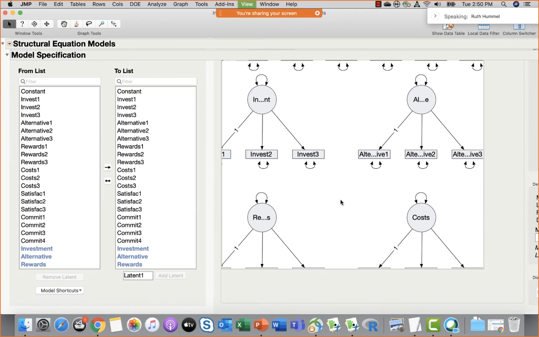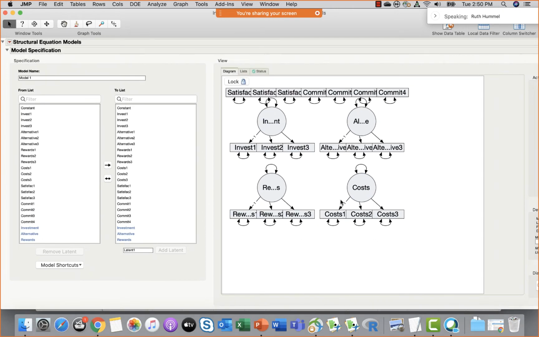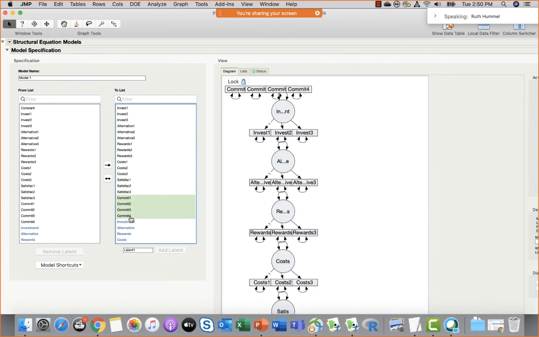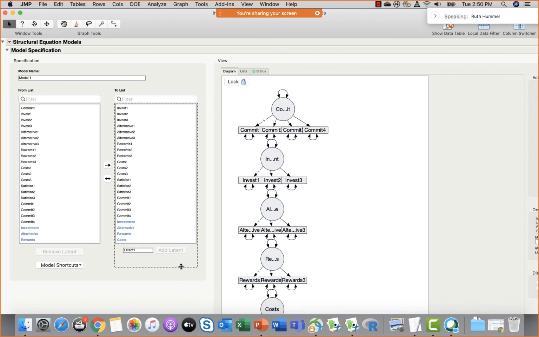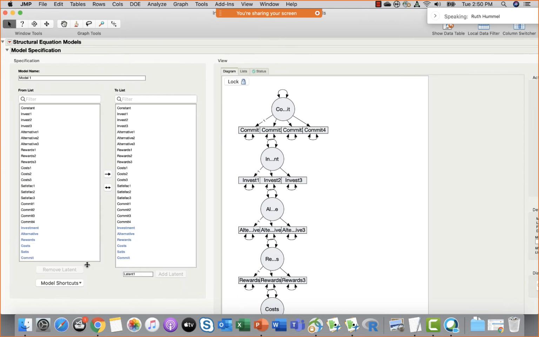I'm going to make my fonts, everything a little bit smaller so we can see this better. Okay, we've got investment, alternatives, rewards, costs. I need satisfaction. And I need commitment. So if I drag this down a little bit, you can see. So I have a constant. I have all my measured variables. These are called manifest variables. I have all my latent variables in both of these lists. So now I can start drawing arrows between things to describe paths that I'm interested in.